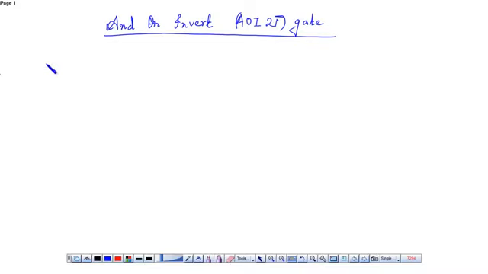Now how do we represent an AND-OR-invert gate? We represent it as Z is equal to A dot B plus C, whole invert. So it consists of AND plus OR plus invert.